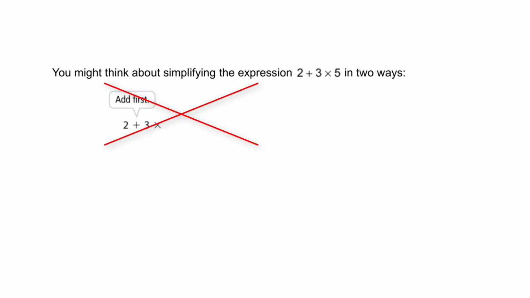You might think about simplifying the expression 2 plus 3 times 5 in two ways. Note there are two operations here, addition and multiplication, and so you have to make a decision about which of those operations to perform first. You could add first: 2 plus 3 times 5. Adding the 2 plus 3 first, you would get 5 times 5, and that's 25, but that's incorrect.